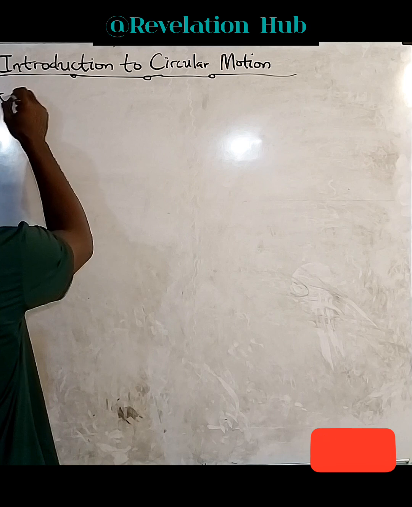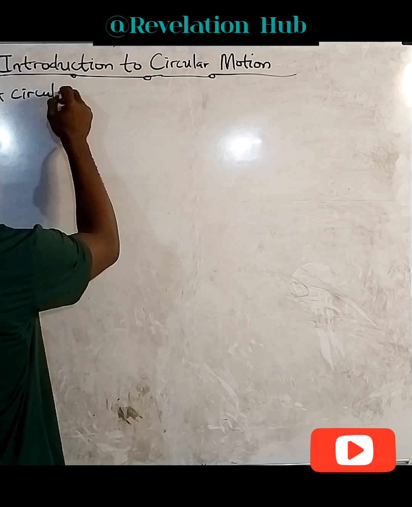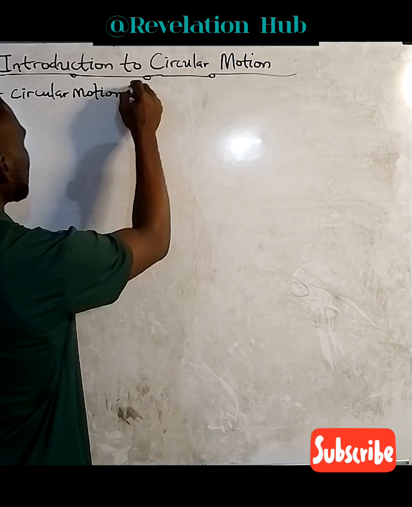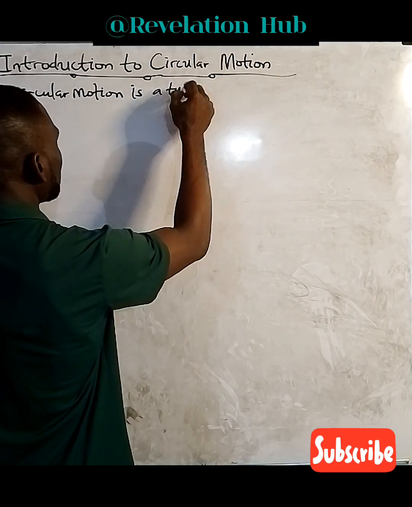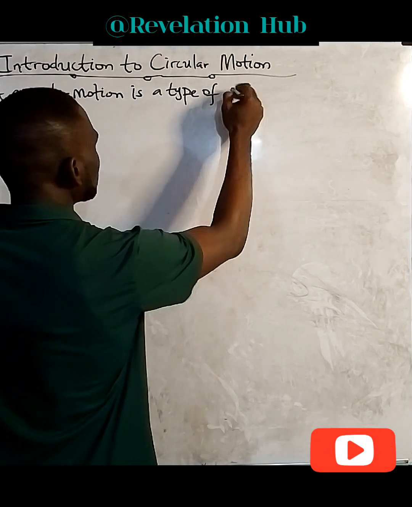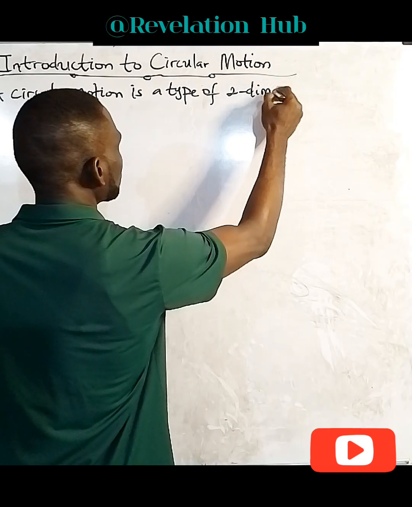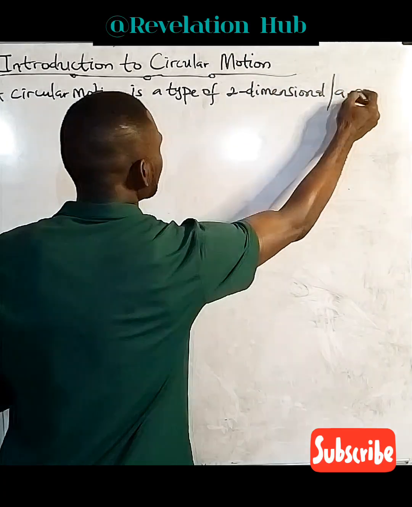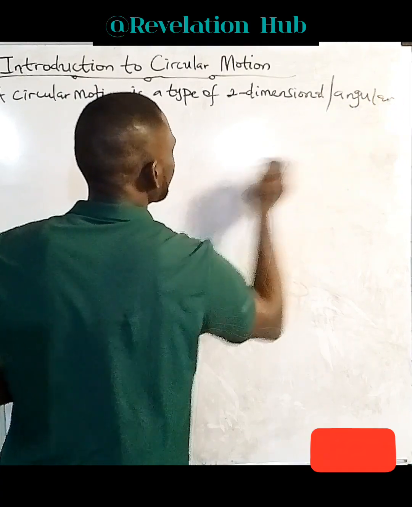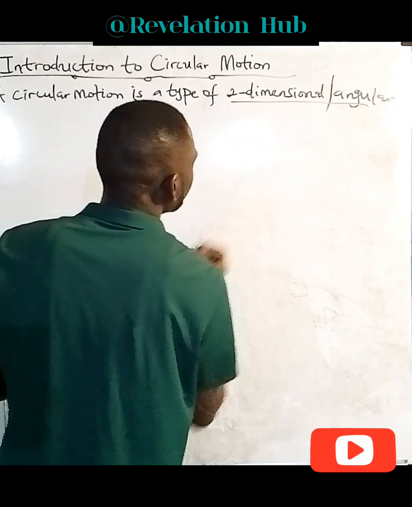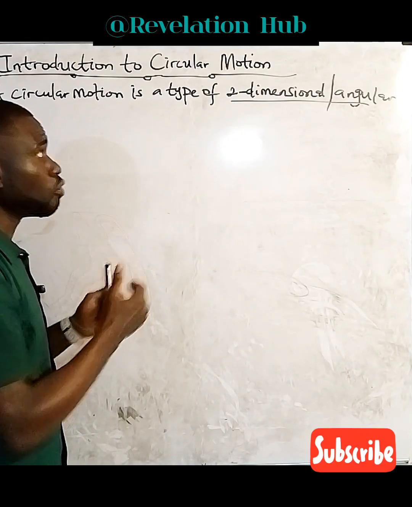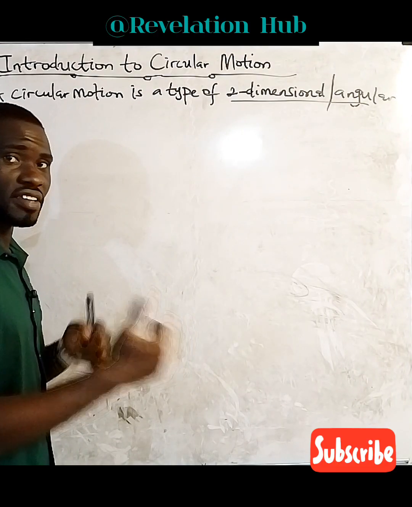Now look at a circular motion. A circular motion is a type of two-dimensional motion. When we talk about two-dimensional motion, we can also call it angular motion. Don't forget that the reason why we call it two-dimensional motion is simply the fact that the body or bodies undergoing this kind of motion move in both x-axis and y-axis.